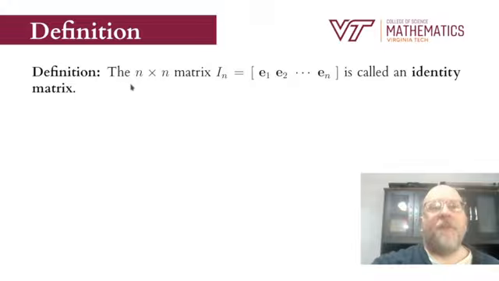We can start with the definition. The n by n matrix In, whose column vectors are the standard basis vectors, is called an identity matrix.